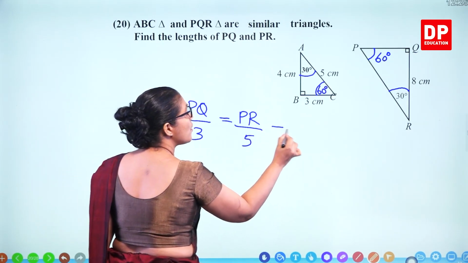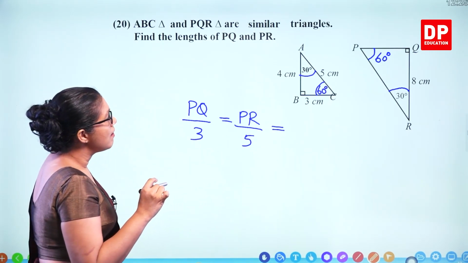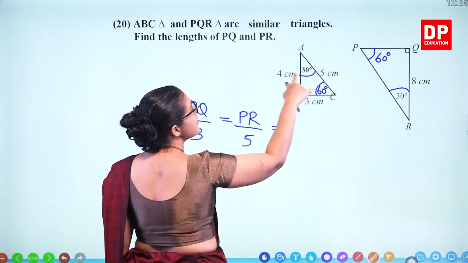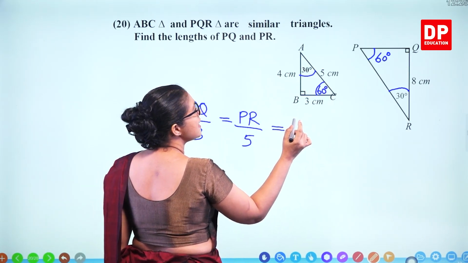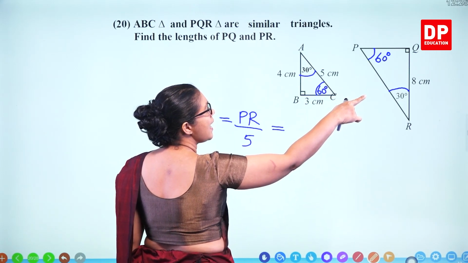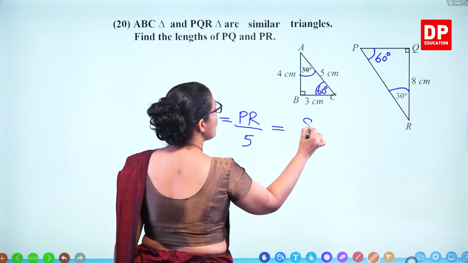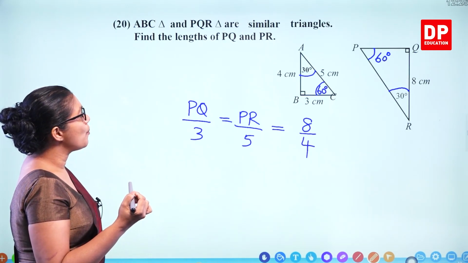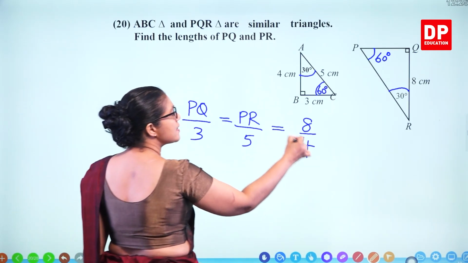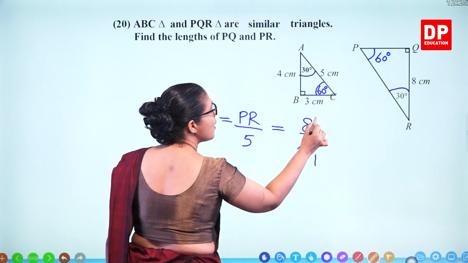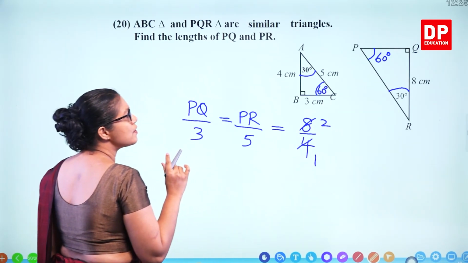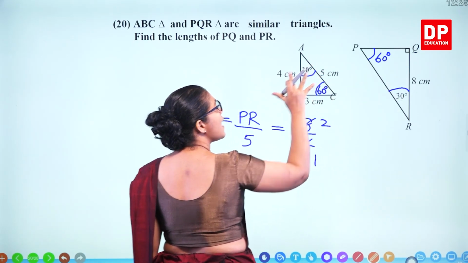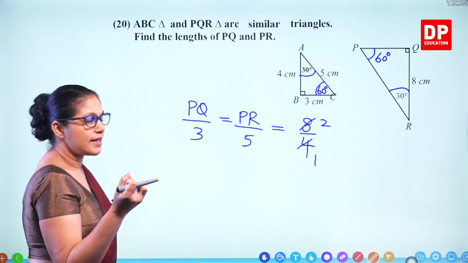Again, you can write what's the other two lengths? Opposite to 60 degrees, that's 4 centimeters here. That one is 8, so 8 over 4. Now you can find out PQ and PR. So what's the ratio here? 4 times 1, 4 times 2. So this means this PQR triangle is twice as ABC triangle.